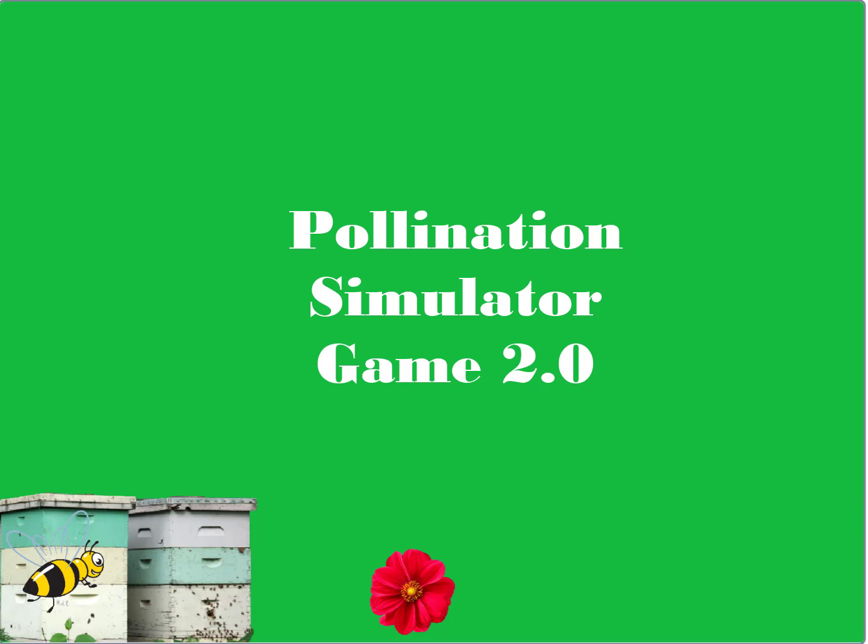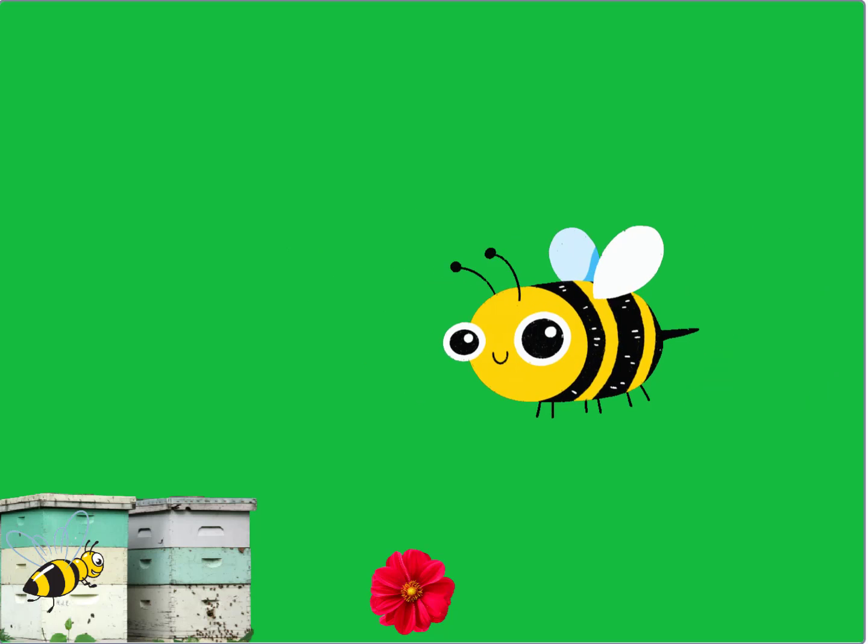This version of the simulator game is going to introduce variables. A couple major changes are that we are only going to have bees, so each student will represent a bee when we play this game. We're also going to introduce some new equipment.